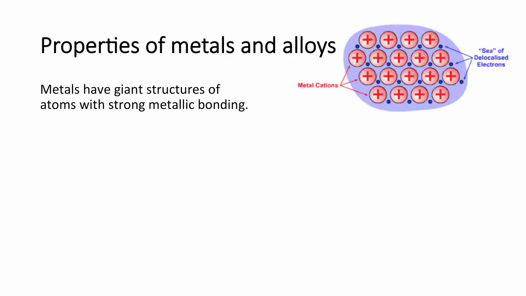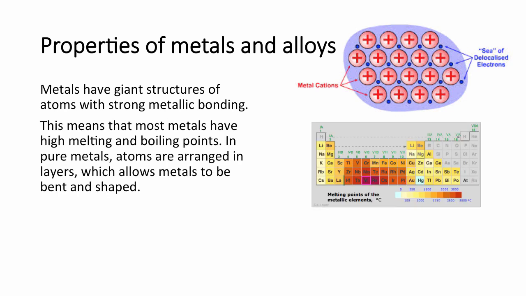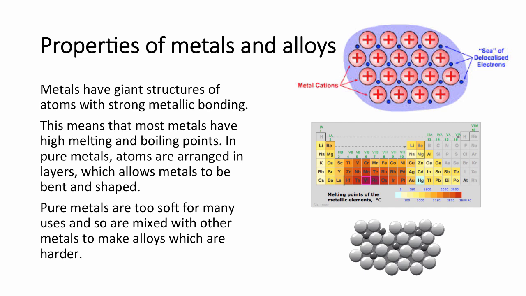Metals have a giant structure with strong metallic bonds. This means that they have very high melting points in pure metals. They are also malleable and ductile, and they are also sonorous, which means that they can conduct sound.